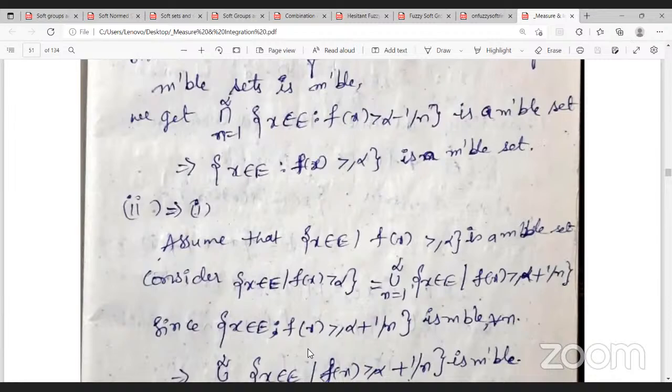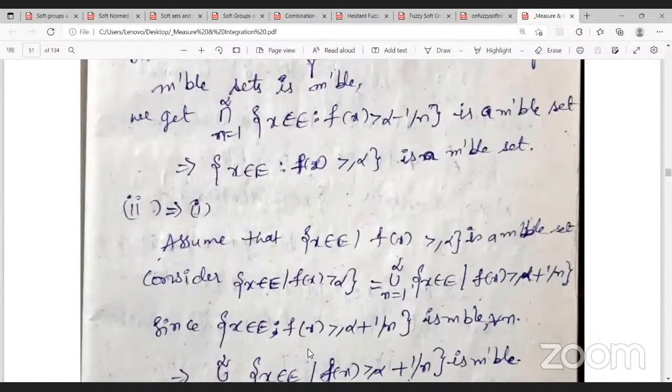Second implies first. For alpha, write down. Let us suppose x belongs to E. Second implies first one. The given information is the second one. By using this, we prove the first one only. Consider the set of x belongs to E such that f of x greater than or equal to alpha is a measurable set.